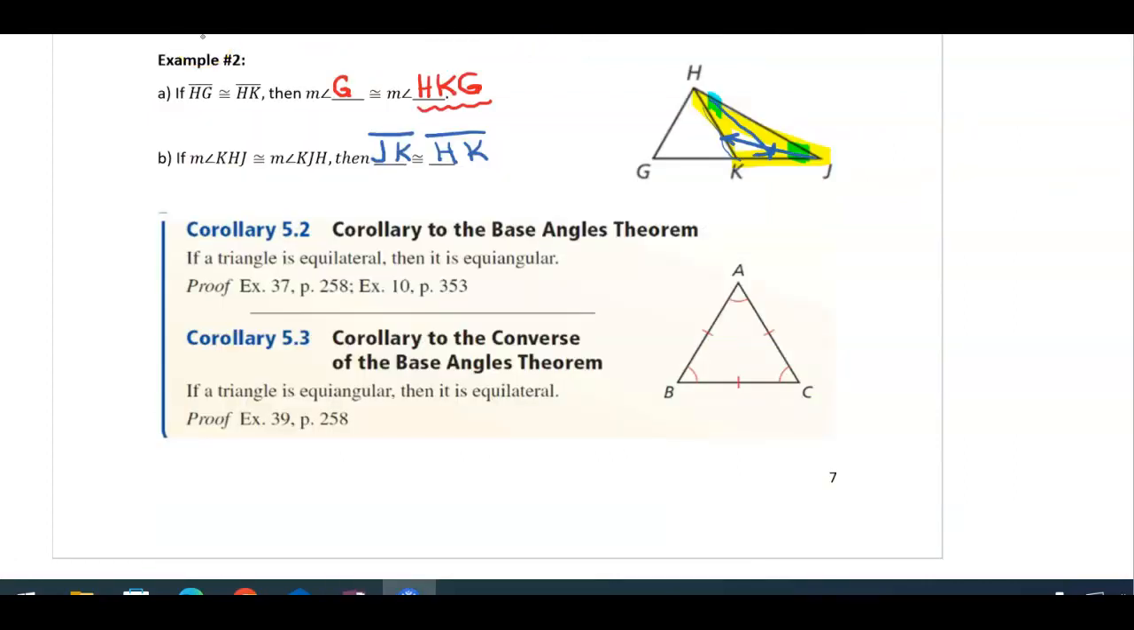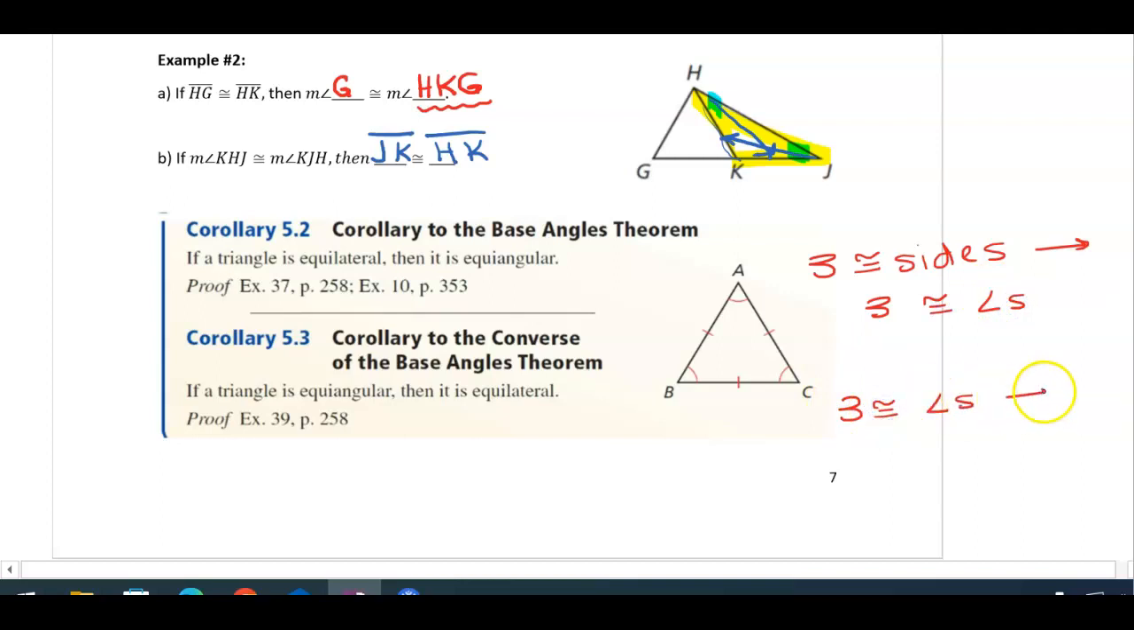That brings us to the corollary of the base angle theorem and the corollary of the base angle converse theorem. Basically, this tells us that three congruent sides means three congruent angles, and three congruent angles tells us we have three congruent sides. In other words, every equilateral triangle is also equiangular, and every equiangular triangle is also equilateral.